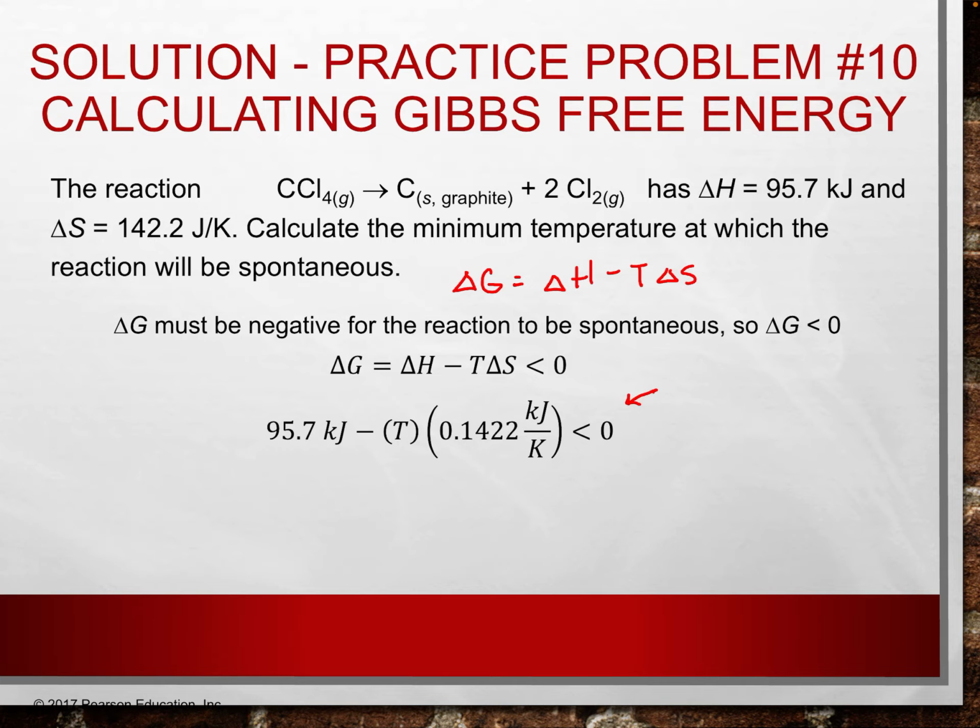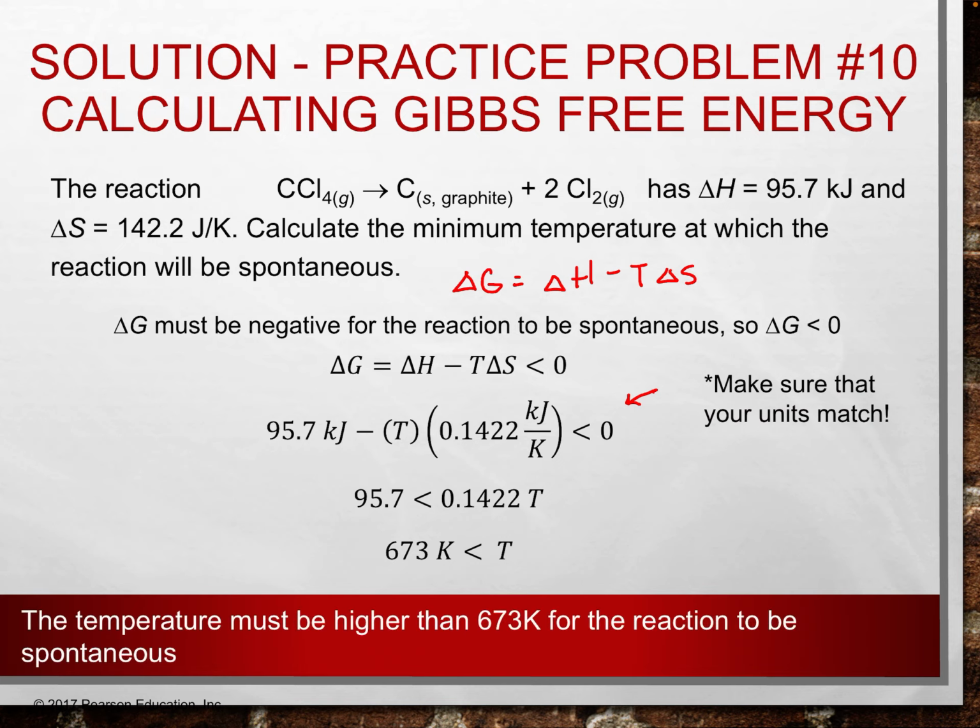So we'll add our T term to both sides, so that we can just move things around, and then we'll divide both sides by 0.1422, and we can get our T value. Okay, and again, this is going to come out in Kelvin. So here, the temperature has to be greater than 673 Kelvin in order for the reaction to be spontaneous.